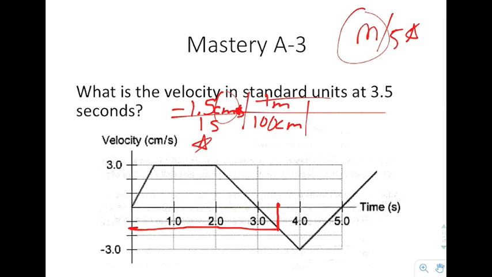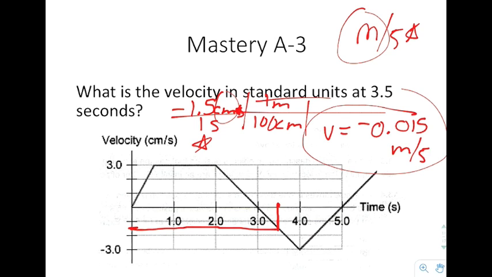You multiply it across and you get a speed, or a velocity in this case, of minus 0.15, sorry, I forgot a zero there, 0.015 meters per second. That's our velocity in standard units. So this right here, negative 0.015 meters per second, is the same thing as minus 1.5 centimeters per second.